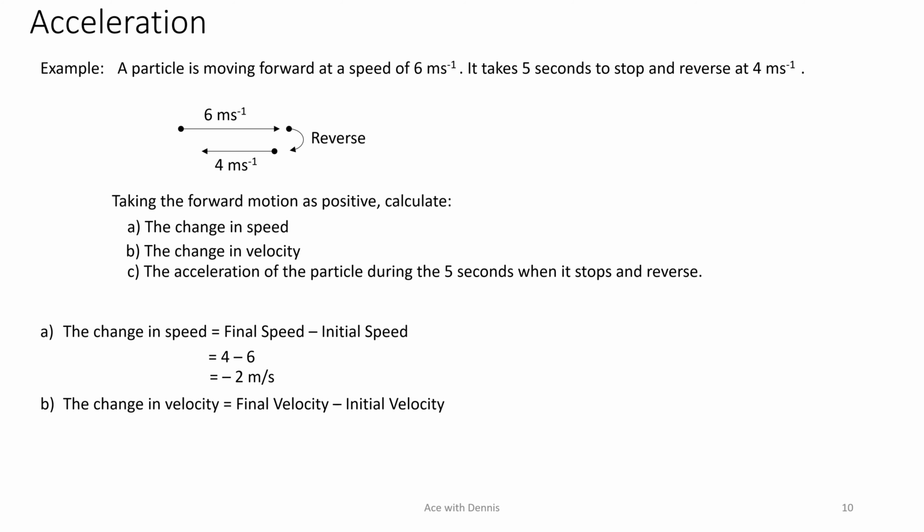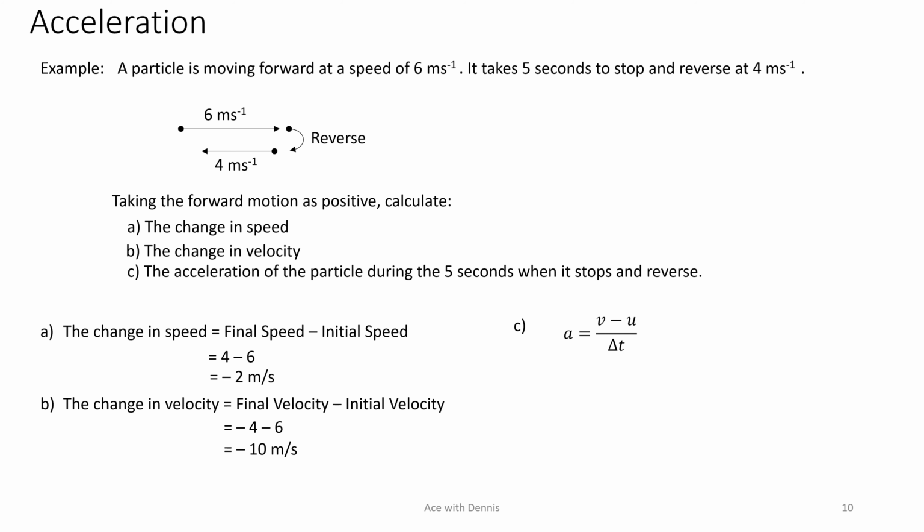For the change in velocity, it is the final velocity minus initial velocity. So the final velocity is -4 because it is in the opposite direction. So -6 as the initial velocity, and the answer is -10 meters per second.